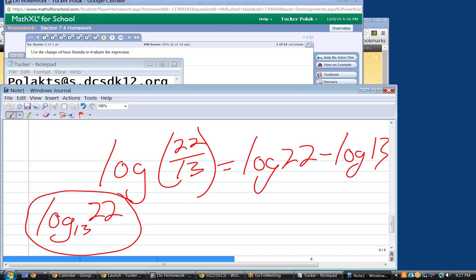Which calculator do you have? The TI? I have an 83 plus. Okay, so yeah, you have a natural log key and you have a common log key. And that's it. If you were asked to evaluate this log base 13 of 22, you would need to know the change of base formula. Because you would need to know that in order to get this off of your calculator, you've got to do this.